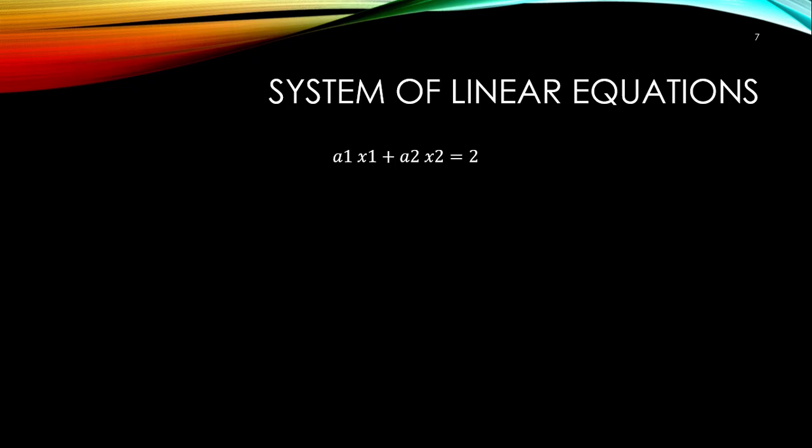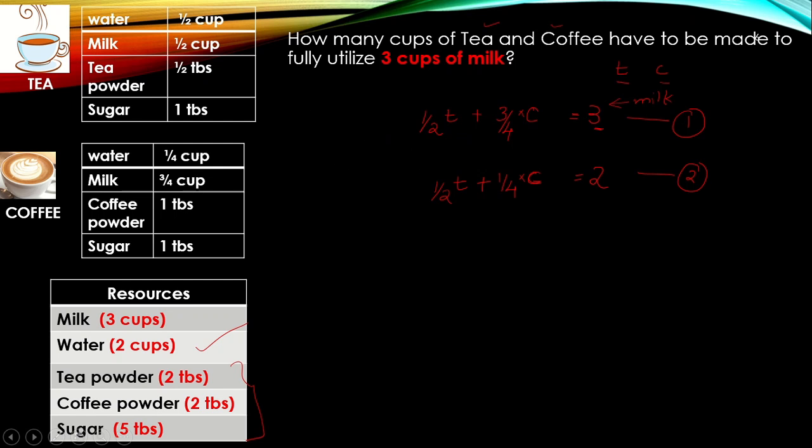a1x1 plus a2x2, and here x1 is the variable t and x2 is the variable c that I have used in the previous slide. And a1 and a2 are the requirement for 1 unit of product. It was half, you can just look at the previous example. This one is a1 and this is a2.